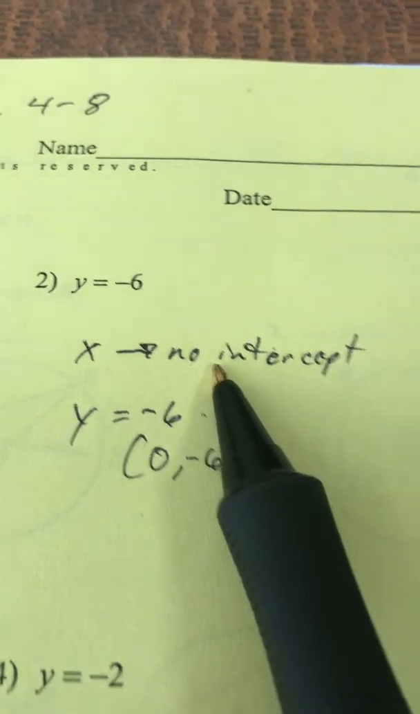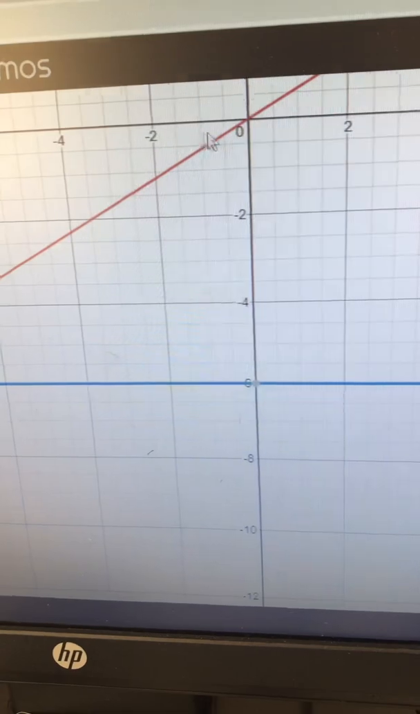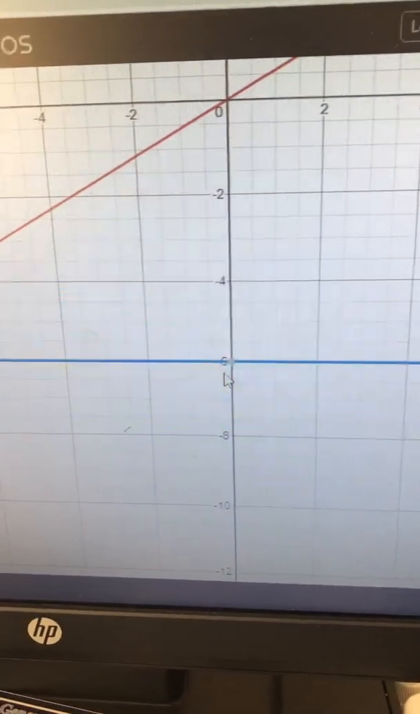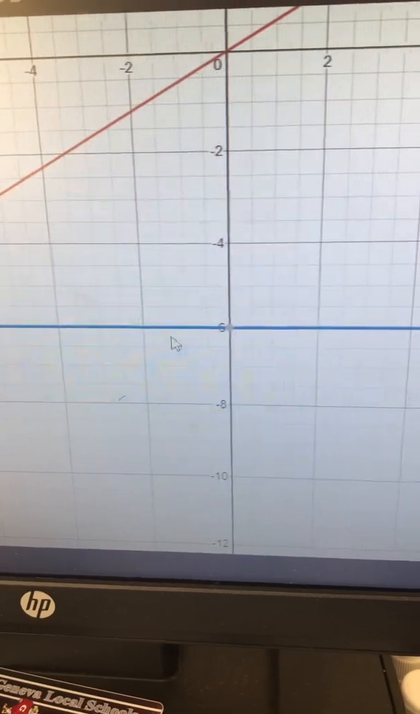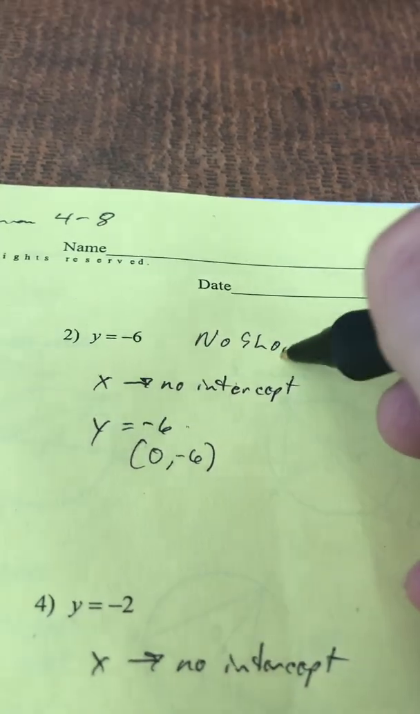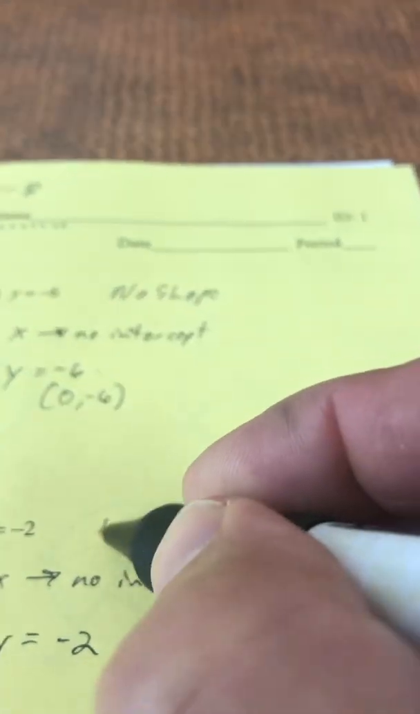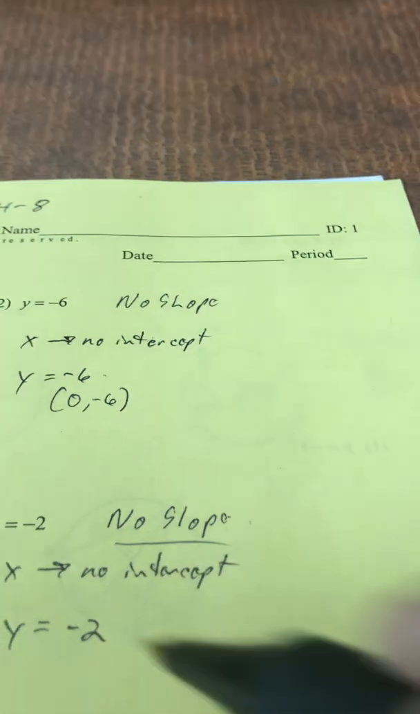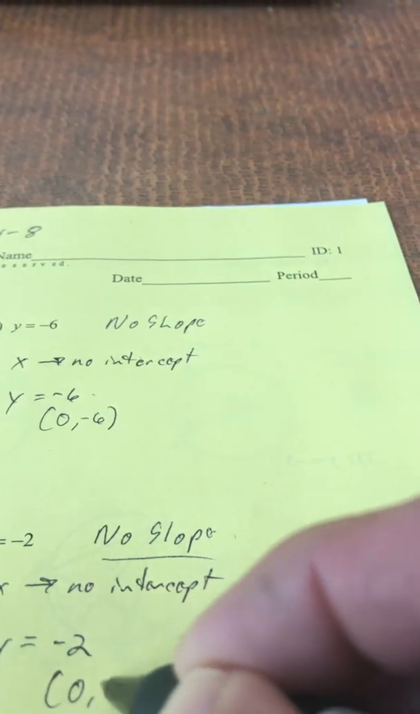And for x, there is no intercept. It will never cross. It won't be intercepted on the x line, because this is going to be a no slope. Whenever you see y equals, it's going to be no slope. Remember, this is y equals. This is no slope. And this would be 0, negative 2.